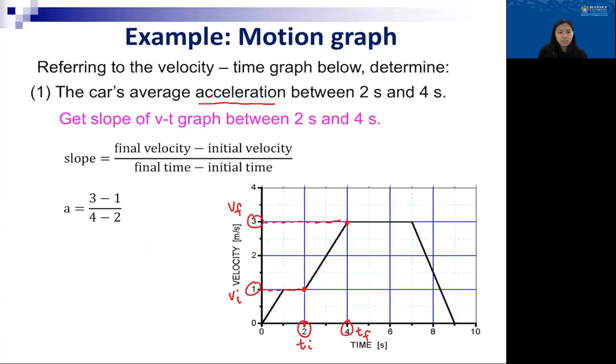Right? So the final velocity is 3 meters per second. Initial velocity is 1 meter per second, divided by your final time, 4 seconds, minus initial time, 2 seconds, which should give you 1 meter per second. 3 minus 1 is 2, 4 minus 2 is 2. Therefore, acceleration is 1 meter per second, right?